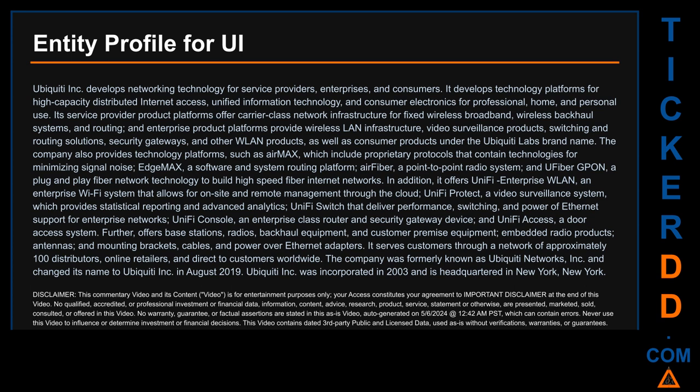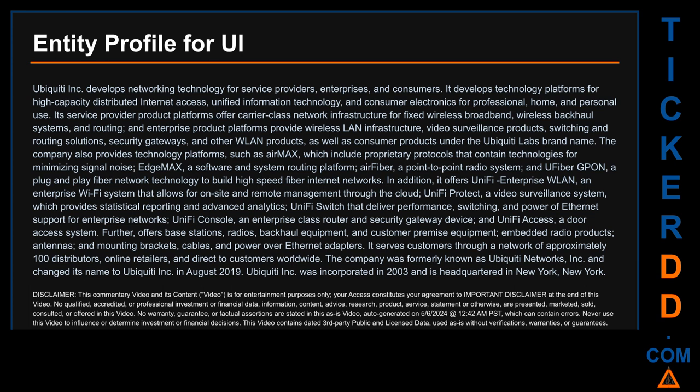In addition, it offers UniFi Enterprise WLAN, an enterprise Wi-Fi system that allows for on-site and remote management through the cloud. UniFi Protect, a video surveillance system, which provides statistical reporting and advanced analytics. UniFi Switch that delivers performance, switching, and power over Ethernet support for enterprise networks. UniFi Console, an enterprise-class router and security gateway device. And UniFi Access, a door access system.